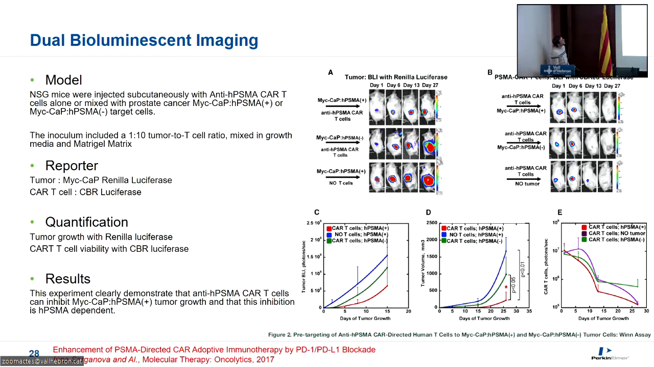Okay, again, using CAR T cells against PSMA. So we used here two different cell lines coming from the prostate. One is expressing PSMA, the other one was not expressing PSMA. So it's MIC-cap cells. And again, they were injected subcutaneously with or without CAR T cells. So here you can see MIC-cap, the one expressing PSMA with no T cells. Here, there are PSMA negative tumor cells with the CAR T cells, and here the PSMA positive tumor cells with CAR T cells.